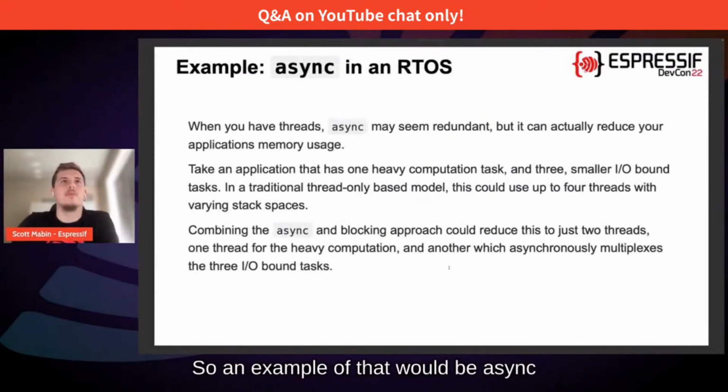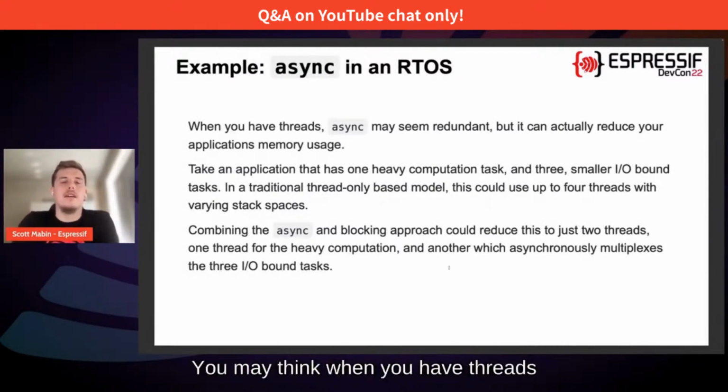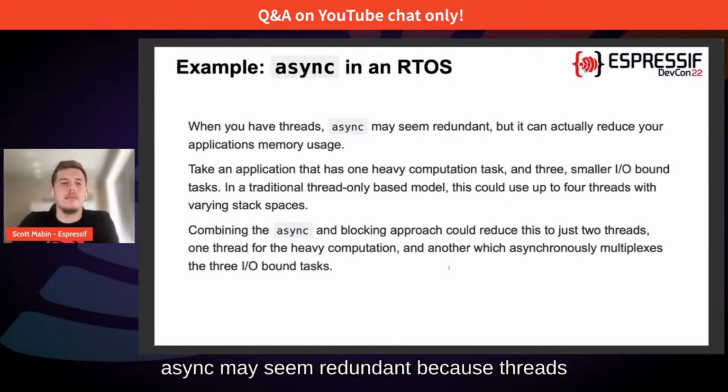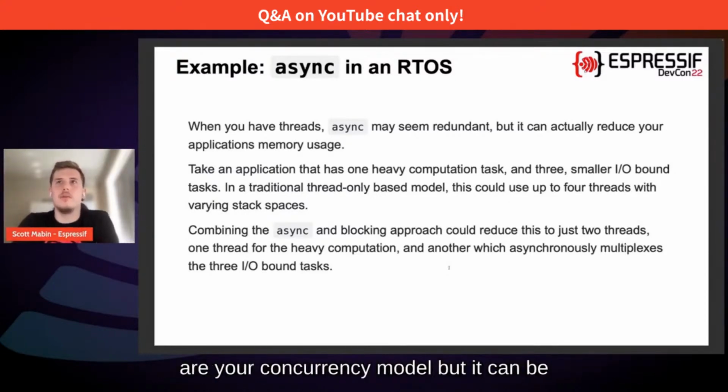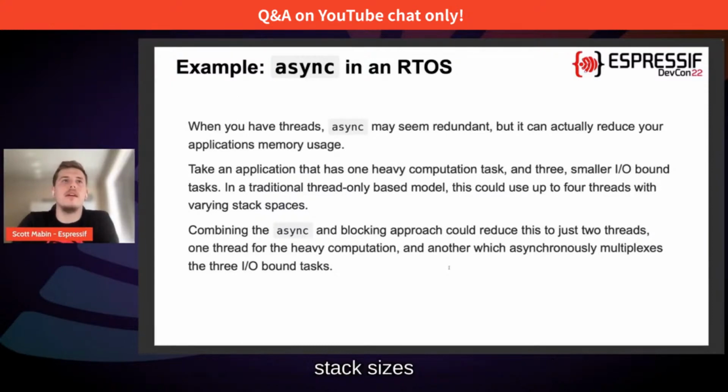So an example of that would be async in an RTOS environment. You may think when you have threads, async may seem redundant because threads are your concurrency model, but it can be used to reduce your memory usage through stack sizes and sometimes even power usage. If you know that you've got nothing to do, the scheduler can put the chip to sleep.